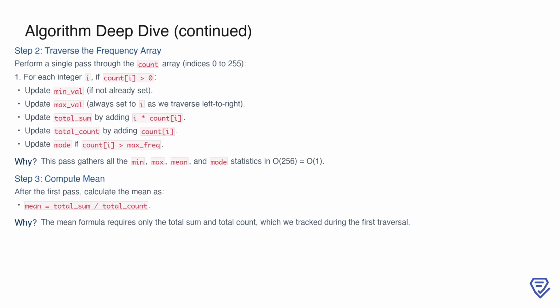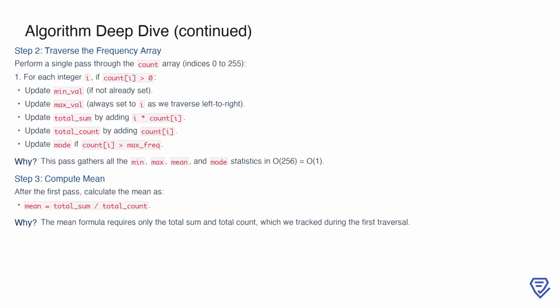Now, we perform the first traversal of the count array. This step is crucial for gathering most of the required statistics. As we iterate through integers from 0 to 255, we check if the frequency at each index, count[i], is greater than 0. If it is, we know the integer i exists in the dataset. During this traversal, the min_val gets updated as soon as we encounter the first non-zero frequency. Since we're scanning from left to right, this ensures min_val is set to the smallest integer present. Similarly, max_val gets updated to i whenever we find a non-zero frequency, so by the end of the loop, it holds the largest integer in the dataset.